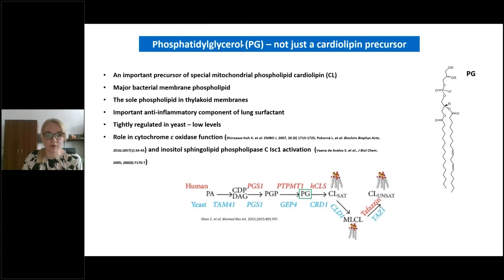We focus on phosphatidylglycerol. That's an anionic phospholipid, and it's well known as a cardiolipin precursor. However, in various organisms, it also performs functions outside of mitochondria. It's one of the major bacterial membrane phospholipids. It's the only phospholipid in thylakoid membrane, and it is also a crucial anti-inflammatory component of lung surfactant. In yeast, especially Saccharomyces cerevisiae, its levels are tightly regulated and kept very low. Even at this low level, it is still important for function of some mitochondrial proteins such as cytochrome C oxidase or for activation of inositol sphingolipid phospholipase C1.